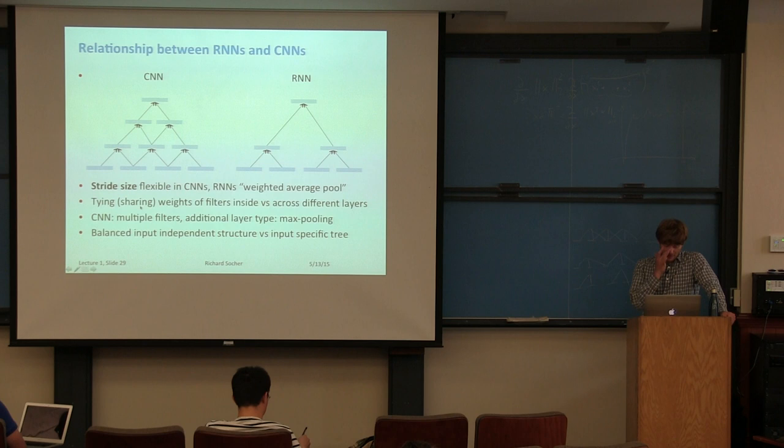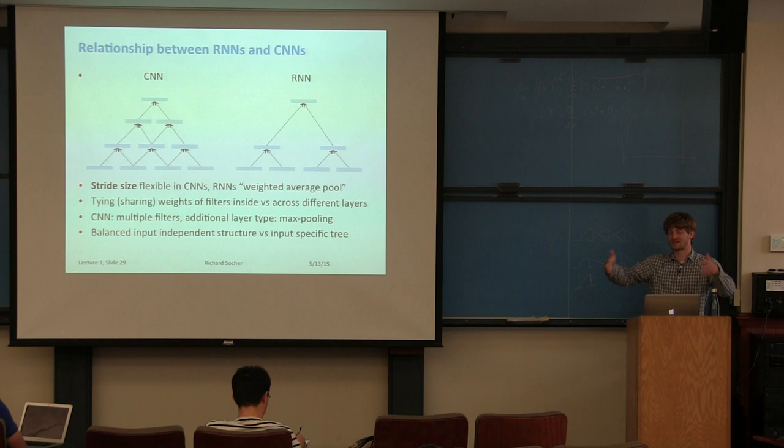Now, the other difference that I described was that in the CNN, we have basically multiple filters, and we have also this additional layer type of max pooling. And of course, the other major difference is that oftentimes for RNNs, we actually use an input-specific tree. We use a grammatical tree structure that will compute vector representations only for those phrases that we could easily replace and that are actually grammatical, whereas the CNN just computes phrase vectors for every single phrase. But it is also something that we don't have to do. We could just have a very balanced tree, and no matter what sentence you have, you use the same tree structure for all of them.